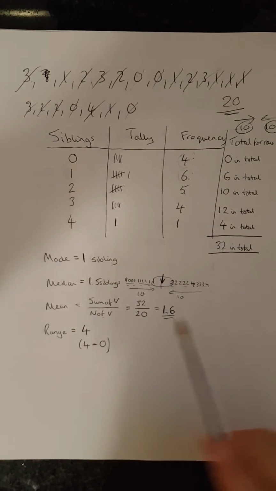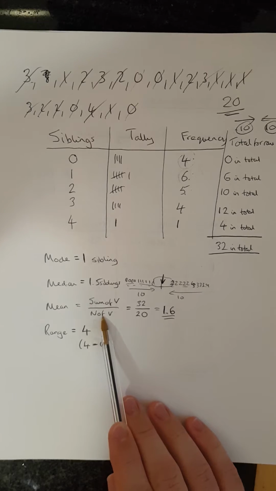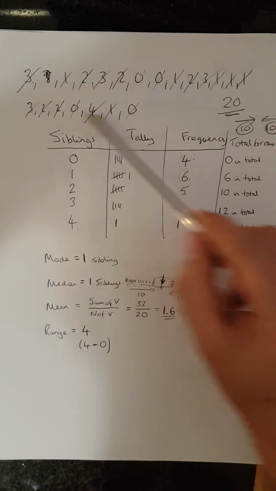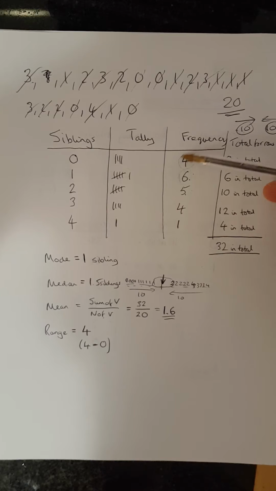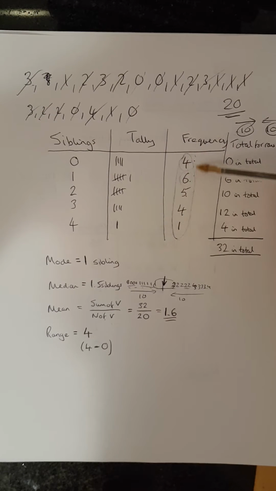Just talking back through that again, the mean is the sum of the values divided by the number of values. The number of values is how many bits of data I've got, which in this case was 20. I can also find that here. This is the number of values here. The sum of the values is how much does each row add up to.